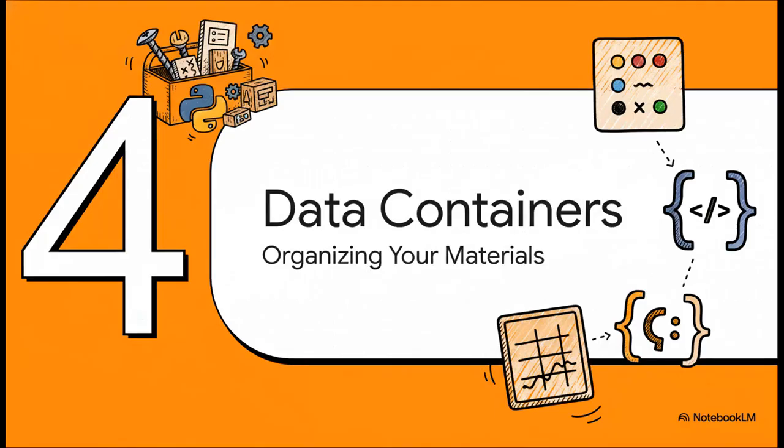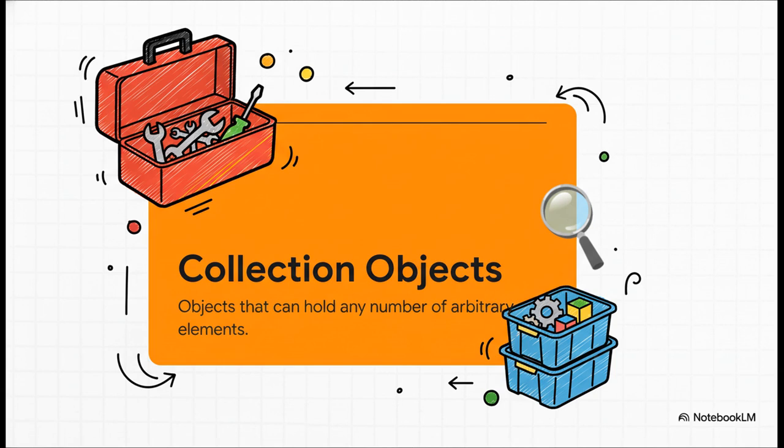All right, we've spent a lot of time on our tools, our functions. Now let's talk about the materials they work on, our data. I mean, in any good workshop, you need a system to organize your materials, right? In Python, we call that system collections. So what is a collection, really? It's simple, actually. It's just any object that can hold multiple other items.